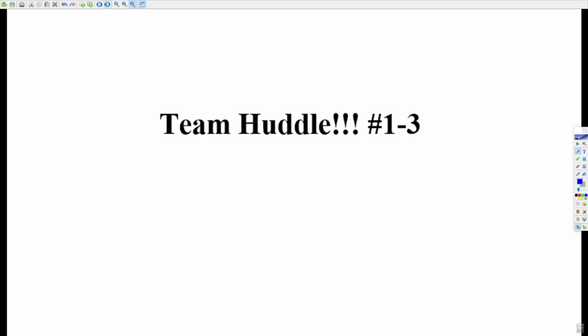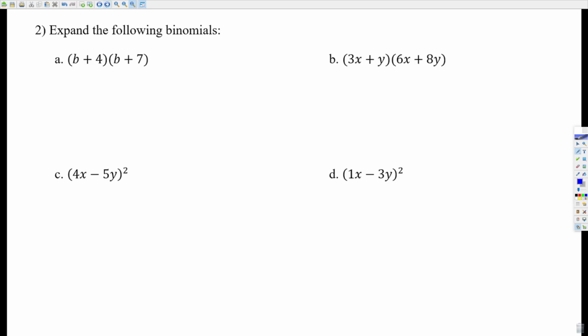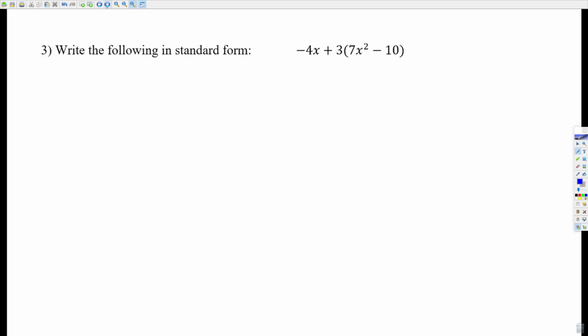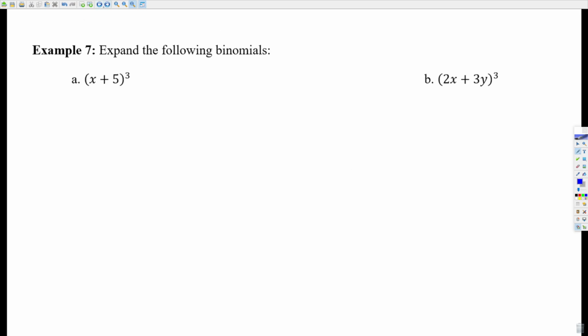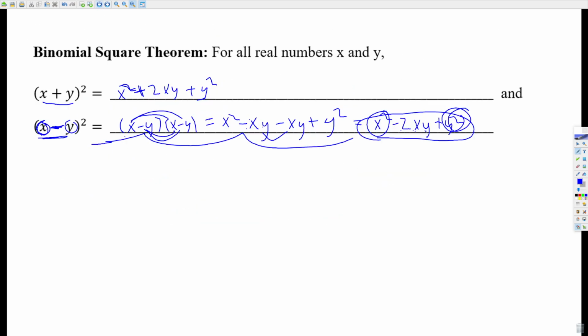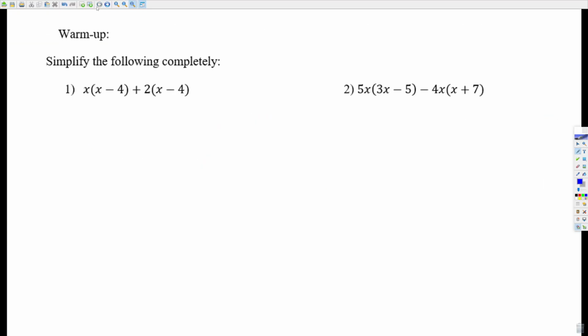for 6.1. So you can finish up the huddle, which is 1, 2, and 3. Try those ones out. And then also don't forget to do the warm-up all the way at the beginning. Once you're done with that, you can turn it in.